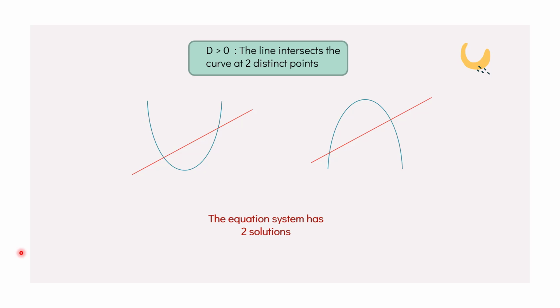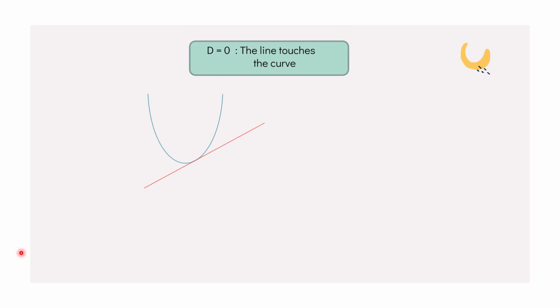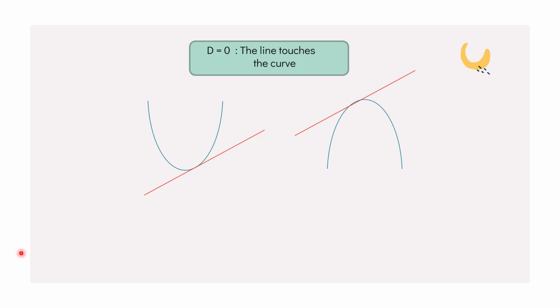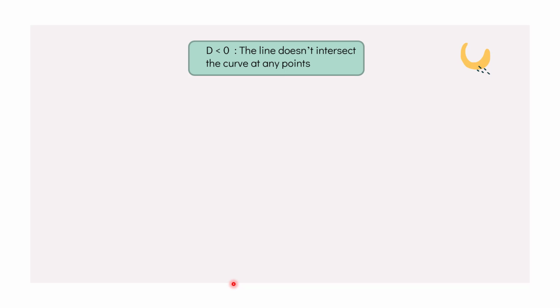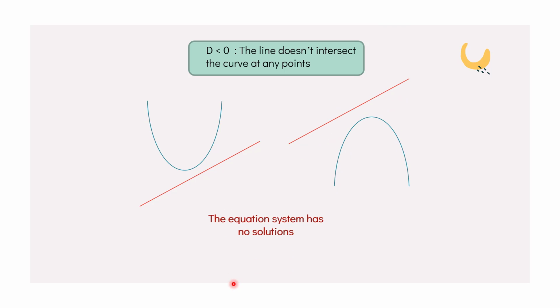For the second one, if the line touches the curve at one point, we can calculate the discriminant of the new quadratic equation form, and the discriminant value will be equal to 0. In this case, the equation system has only one solution. And the third one, D less than 0, is for the line which doesn't intersect the curve at any point in these two positions. For the equation system, it means the system has no solution or no meeting points.